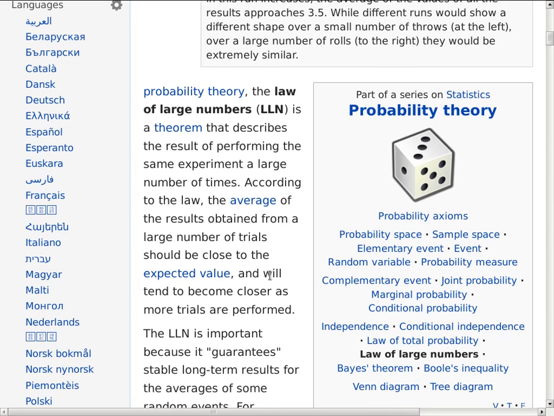For example, if we toss a six-sided die a million or a billion times, all probabilities should be equal to 1/6, or moving towards 1/6. Or the average number should be closer and closer to 3.5, because 1 plus 6, 2 plus 5, 3 plus 4, they're all 7, so the average is 3.5. Okay? So that's basically what it means.